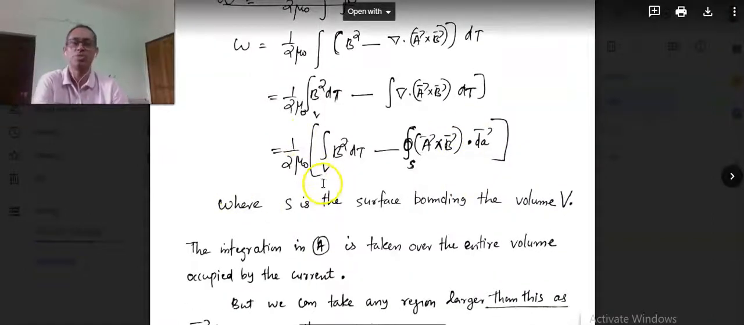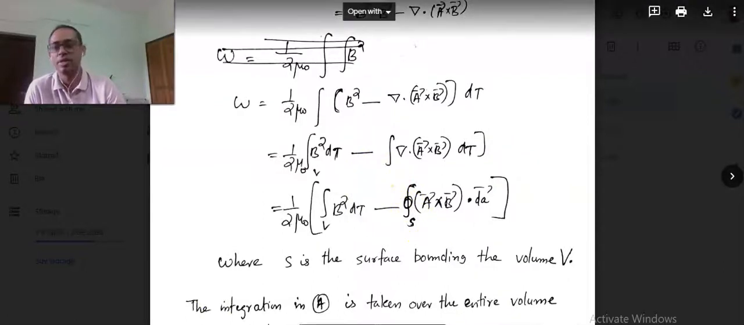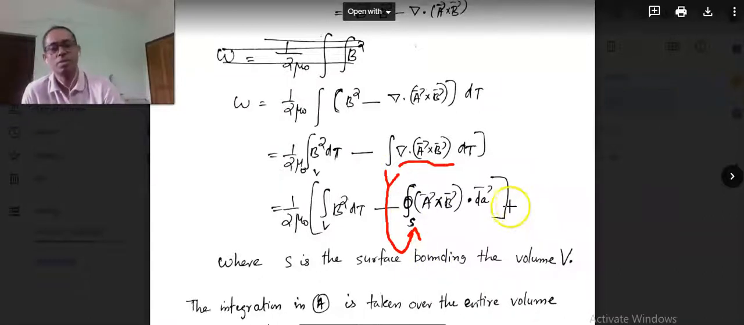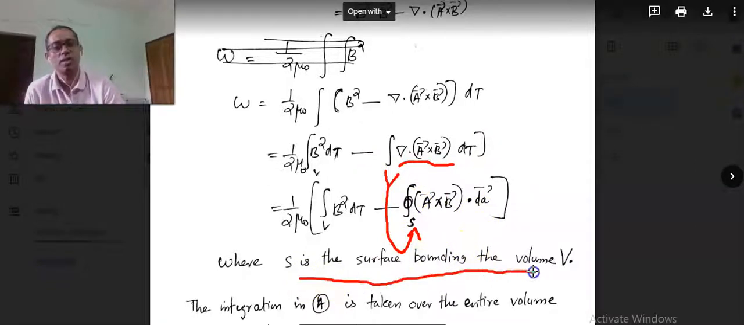So this is 1 by 2 mu 0 integral volume, here also we had this volume, integral volume del dot A cross B d tau. Now, since we have this divergence here, del dot A cross B, I am converting this into a surface integral. So the volume integral is converted into a surface integral: integral surface A cross B dot dA, a closed surface. S is the surface bounding the volume.